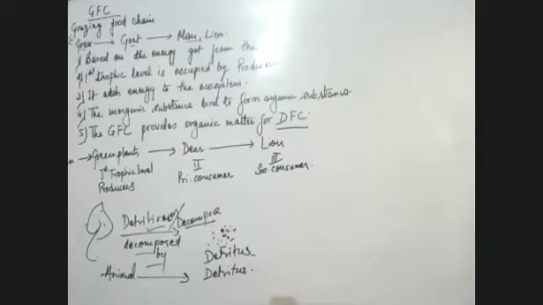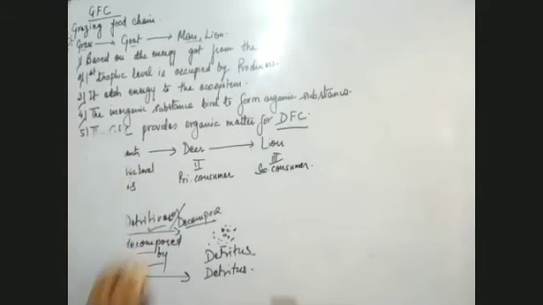So the GFC provides organic matter for the DFC. Is this point clear to you, beta? All the points are clear to you now? Shall I start with DFC, the detritus food chain? Okay, so I start with the next food chain, which is the detritus food chain.